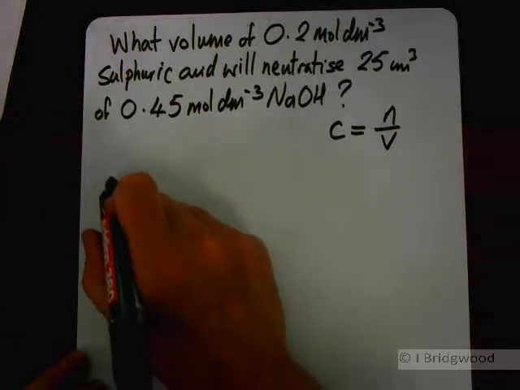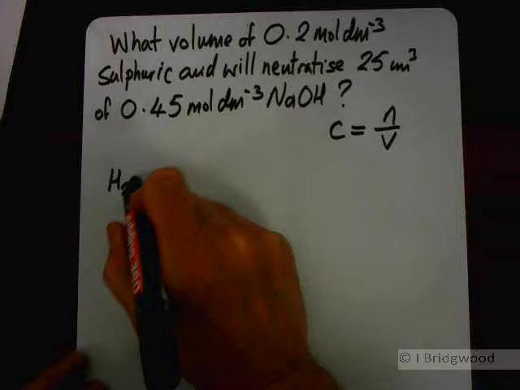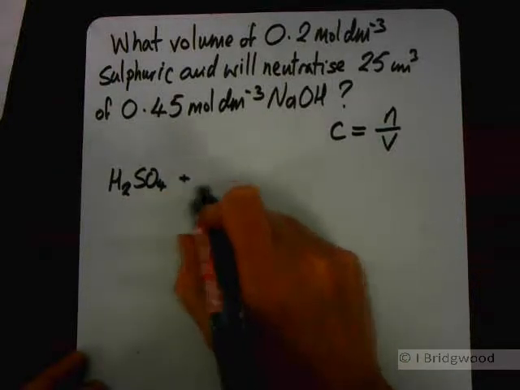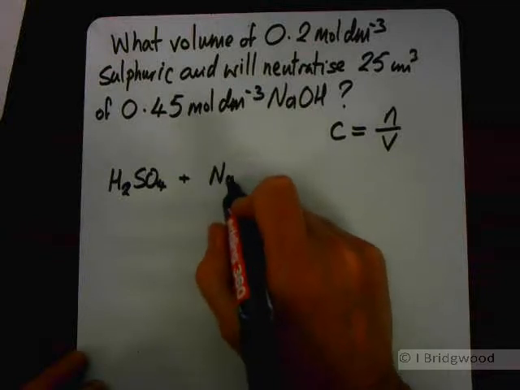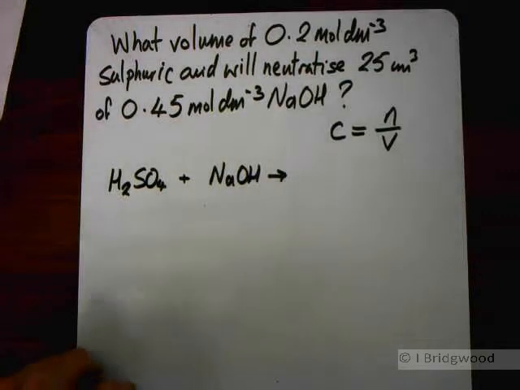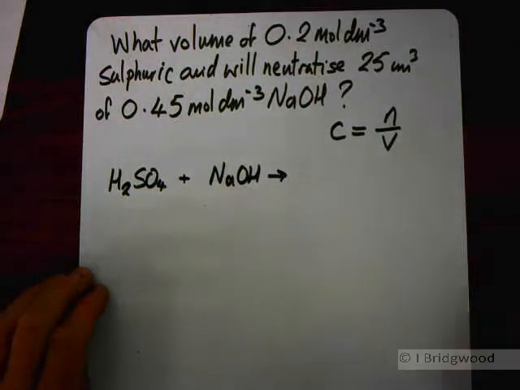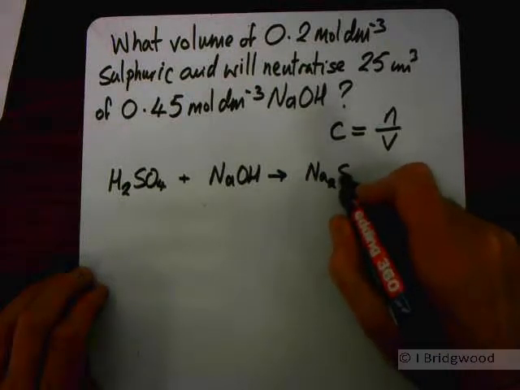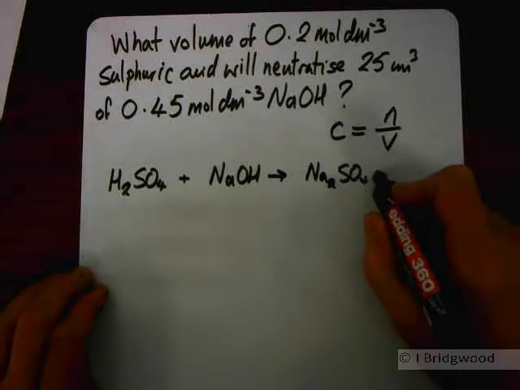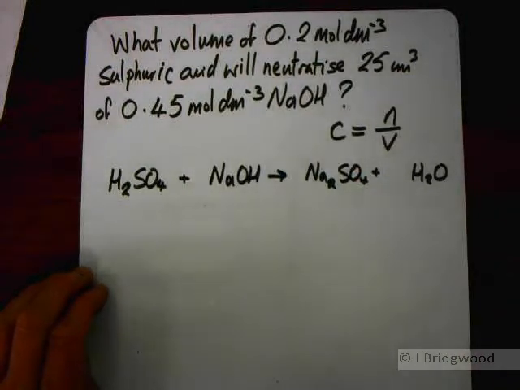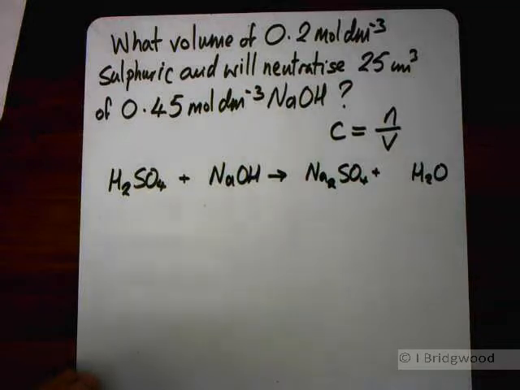So sulfuric acid, H2SO4, and that will react with sodium hydroxide, NaOH, and the formula of the product, sodium sulfate, Na2SO4, plus water, H2O. So we've got the formulae correct.